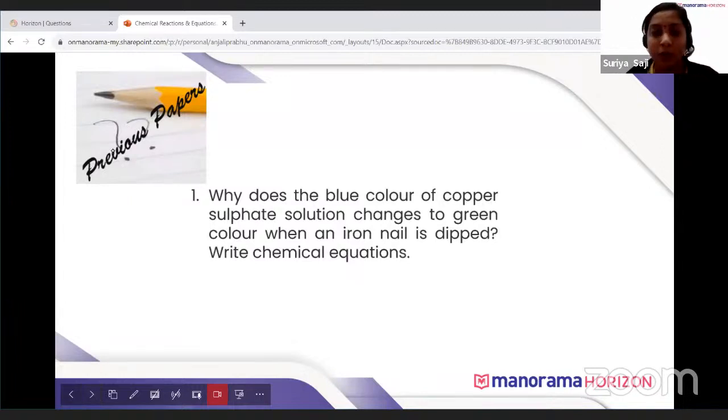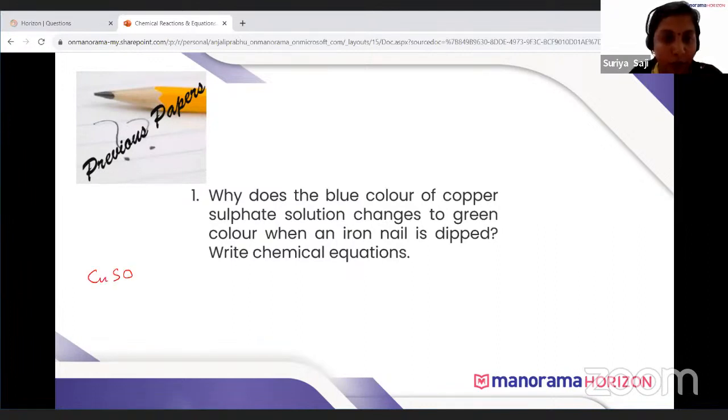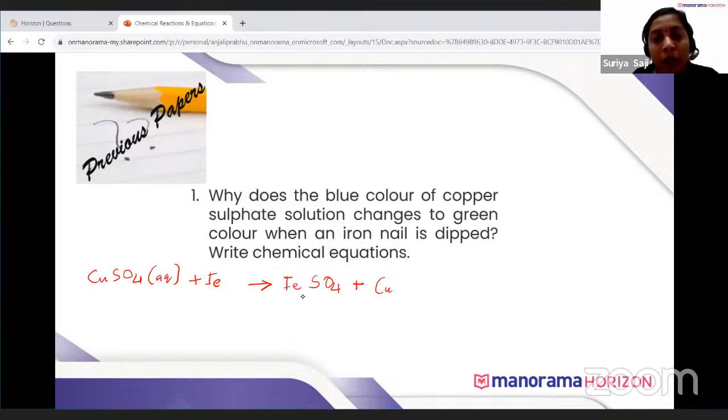Blue color of copper sulfate solution. Copper sulfate is CuSO4 aqueous. If you are adding Fe, what will happen? Blue color of copper sulfate changes. So the product formed will be FeSO4 plus Cu. The balanced equation we will see in the answer. So this is the reaction. Actually, instead of copper sulfate, we will get ferrous sulfate. That is the reaction happening, and we will get copper.